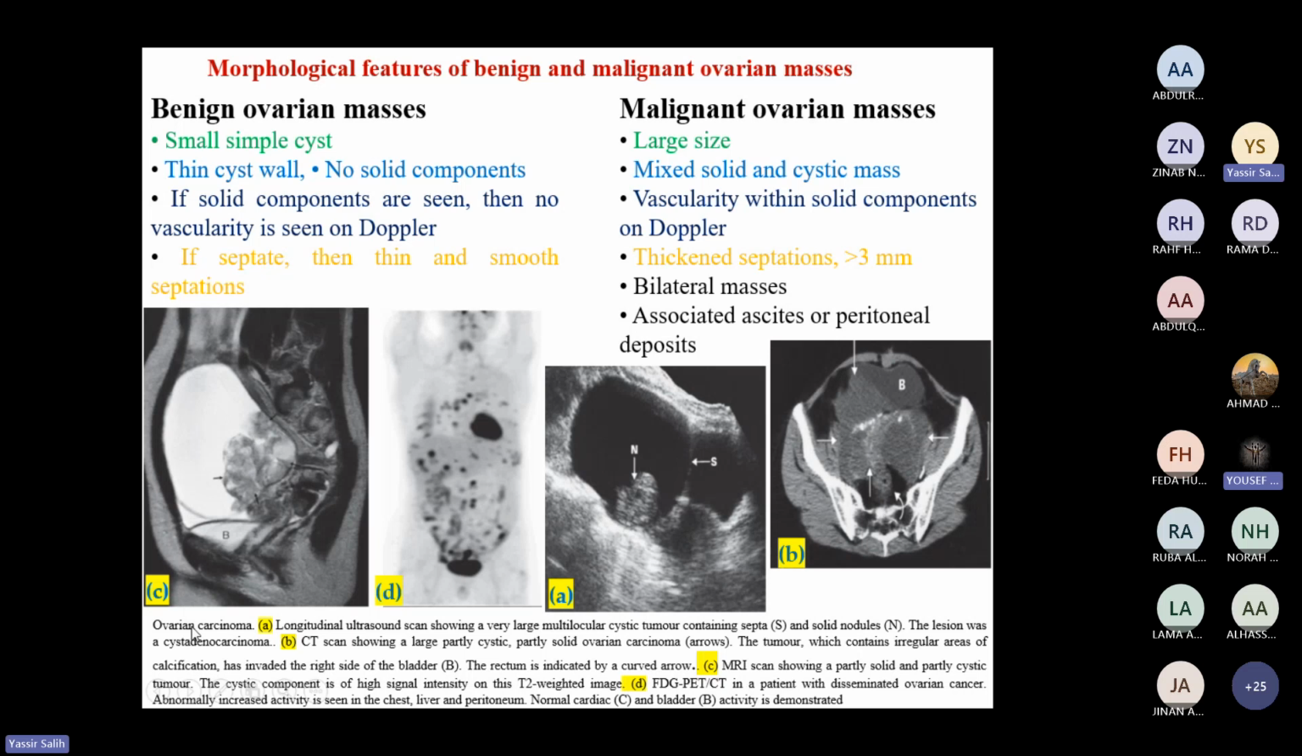Doctor, how do you know it's in the ovary? Is it most likely to be malignant or benign? Malignant, because it is solid and cystic. We have both cystic and solid components. According to this comparison, this is most likely malignant, most likely cystic adenocarcinoma.